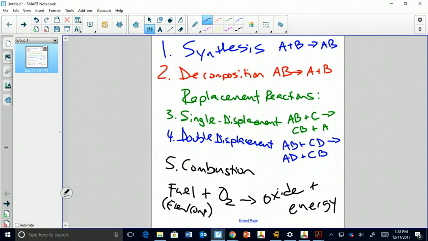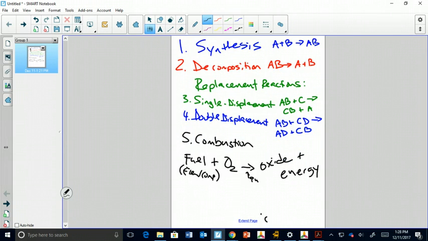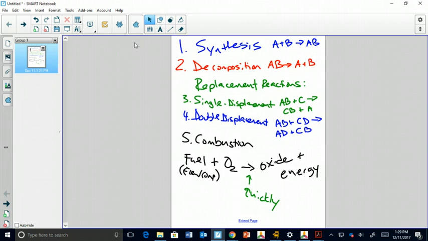It makes boom. Right? These are fun things. So, for combustion, I need a fuel plus oxygen, and it will make an oxide, a compound that has oxygen in it, plus energy. And the other thing about combustion is that it happens very quickly. It happens very quickly.